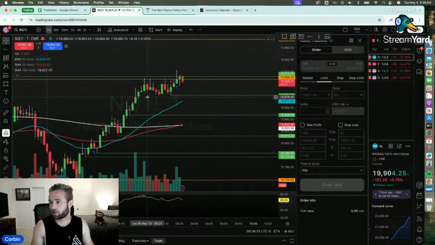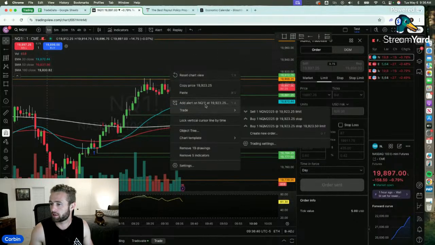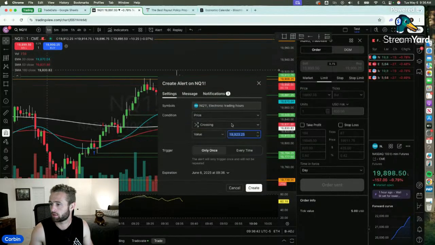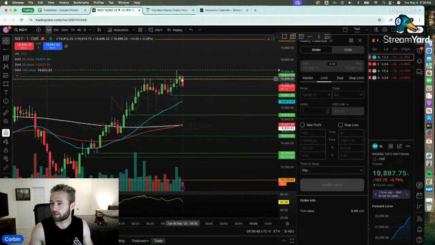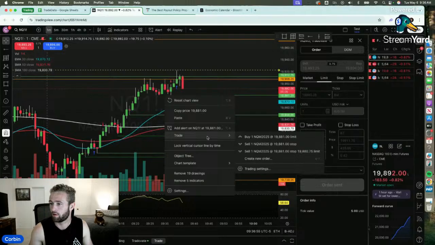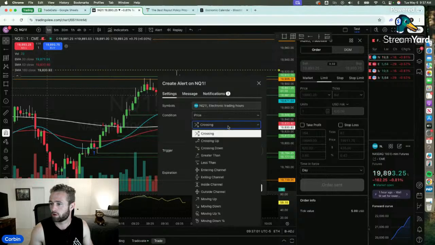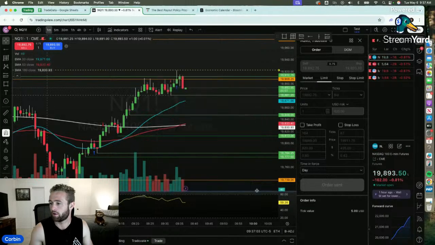Alright, what levels are we looking at? New highs here. Add alert. Crossing up. We'll reassess if it breaks above there. There's not technically a change in trend unless we break and hold below this right here. Trade. Create new order. No, not order. Crossing down. Create.